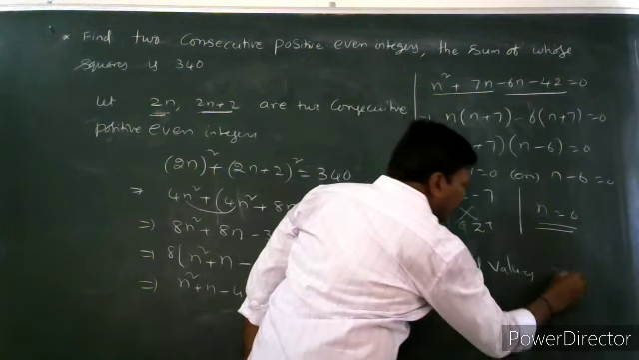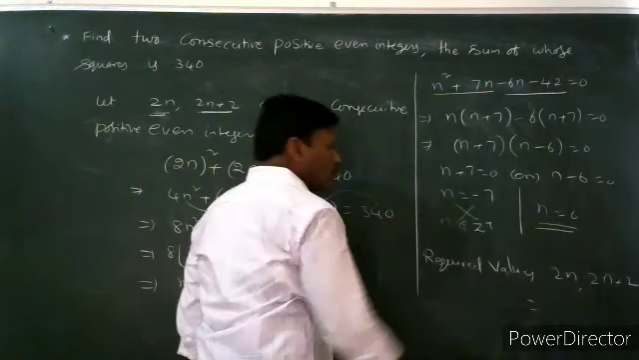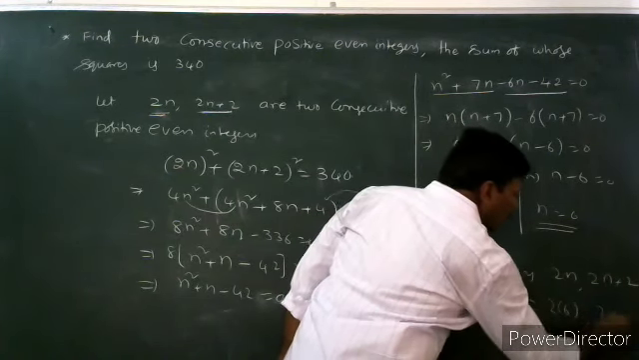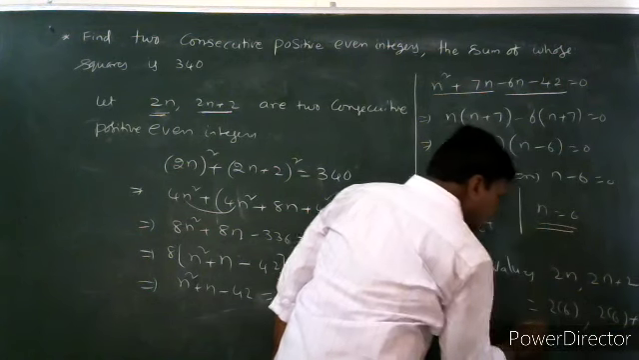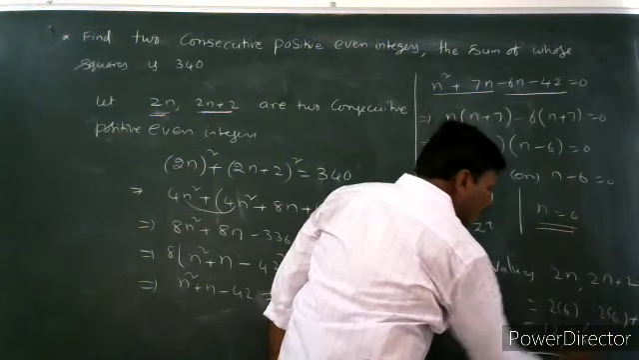So the required values: one is 2n, another one is 2n + 2. 2 into 6, comma, 2 into 6 plus 2: 12, comma, 14. 2 sixes are 12, plus 2 is 14.